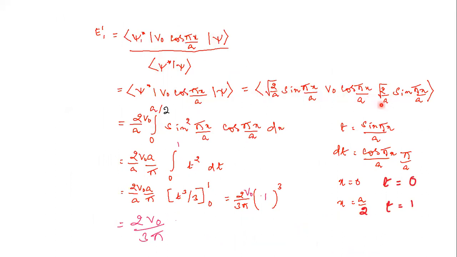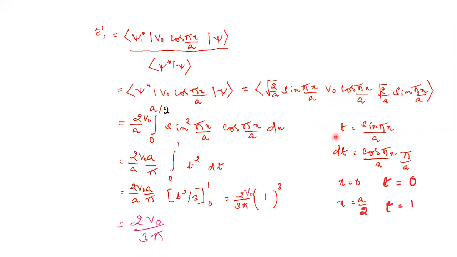Then root 2 by a will come outside of the integration, and the bracket form is taken to the integration form. 2 by a, and this V naught also will come outside, and we are now left with sin pi x by a into sin pi x by a, that is sin square pi x by a, and this cos pi x by a dx. Now this can be solved by the substitution method, as it appears in the form of f of x to the power n times f dash x dx.